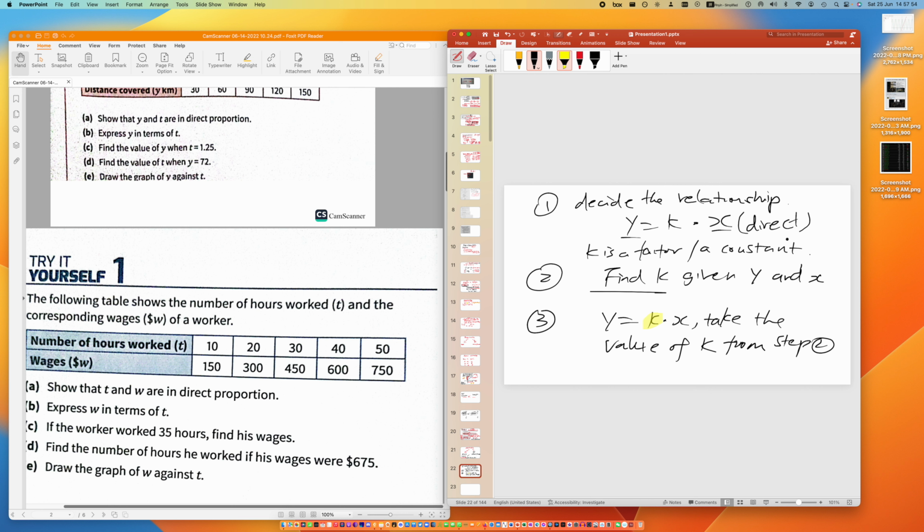Okay, good. Part D. So now they ask you to find the hours. That means they ask you to find time. They give you the W is 675. So what do you end up with? 675 is equal to?